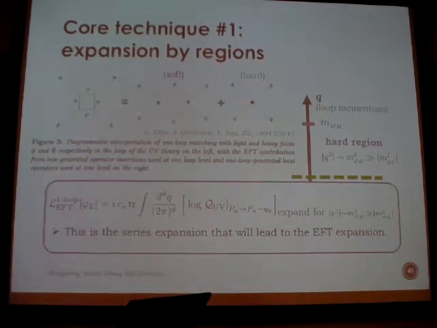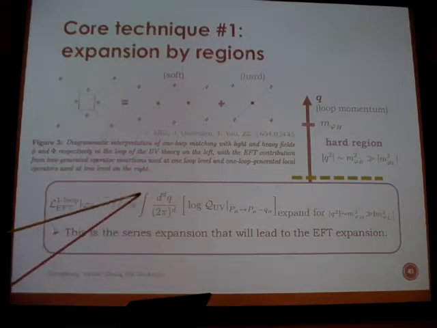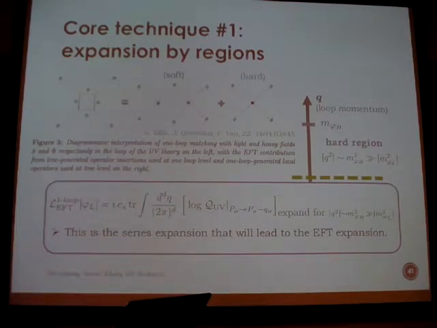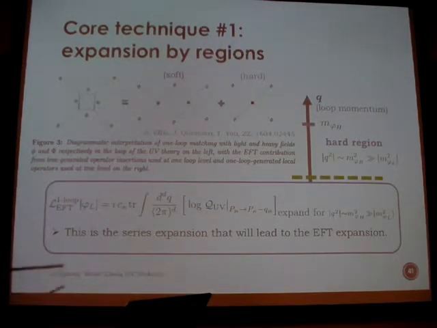So to go back to the equation, as we have seen, it's the integral of the log of the quadratic operator of the UV theory. Now the procedure is that we want to first expand the integrand in the hard region, and then do the integration for each term in the expansion. In fact, this is the series expansion that will lead to the EFT expansion in terms of effective operators.